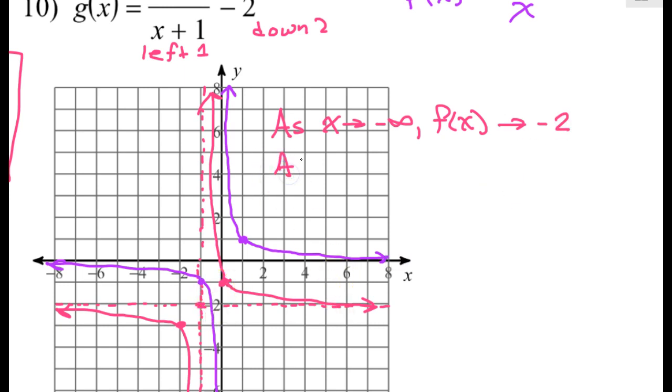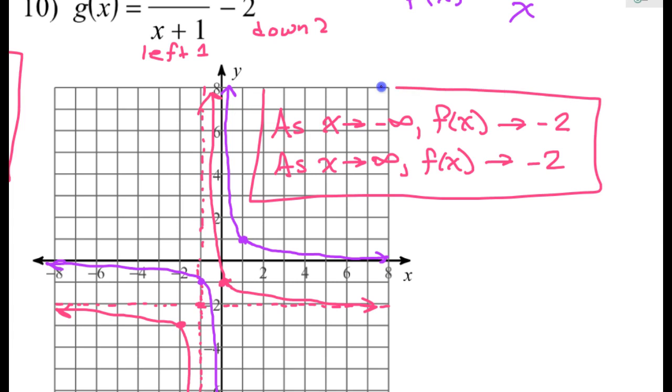As we go to the right, so as x approaches positive infinity, what is the function doing? As we go to the right, again, the function is approaching -2 from above. So there is your end behavior for number 10.